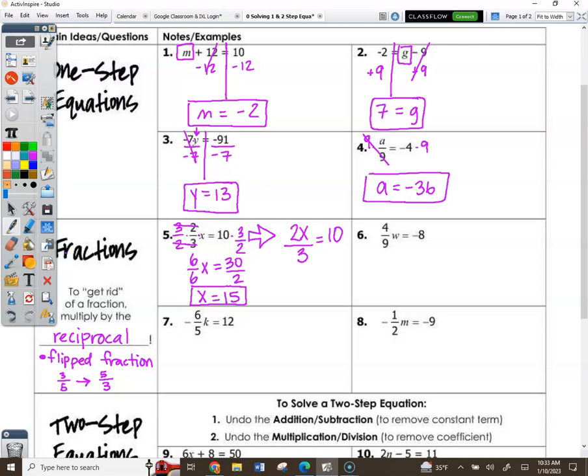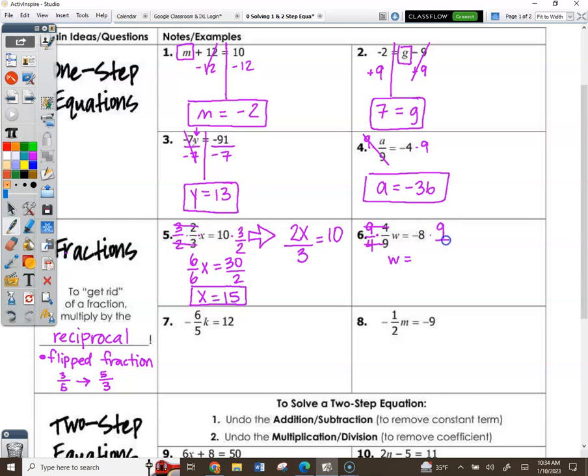Now let's do another one, just in case you're like, I still don't understand what she did. Let's do this one. 4/9 times W equals -8. I need the 4/9 to become the number 1. So I would multiply by its reciprocal, 9/4. Because then I would end up with what? 36/36, which is 1, which means it's gone. It's not that it cancels, it's that it becomes the number 1, which is understood to be hidden.